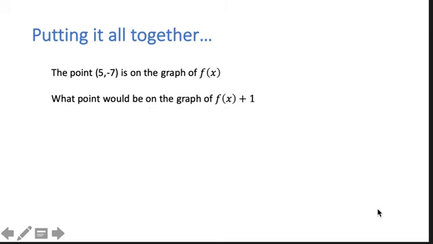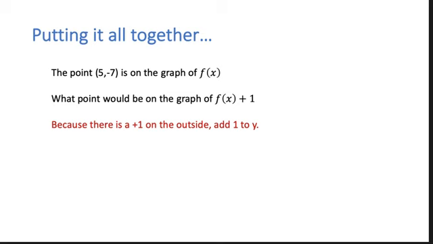Okay, here's another one. So the point (5, -7) is on f of x. So what point would be on the graph of f of x plus 1? Where's that 1? It's on the outside. That's going to be a vertical shift. It's shifting it up 1. That's changing the y value. So we're going to add 1 to y. So that point would be (5, -6). All right, good job. One more question I want to show you.